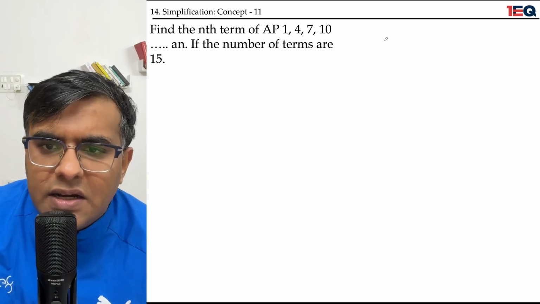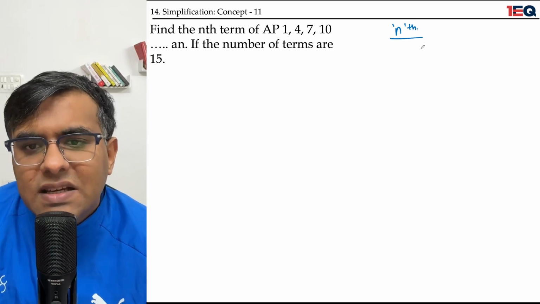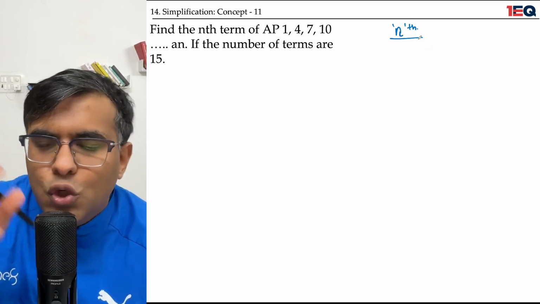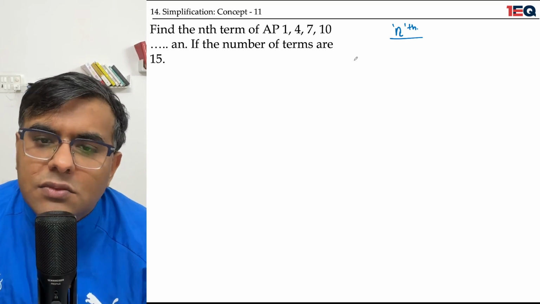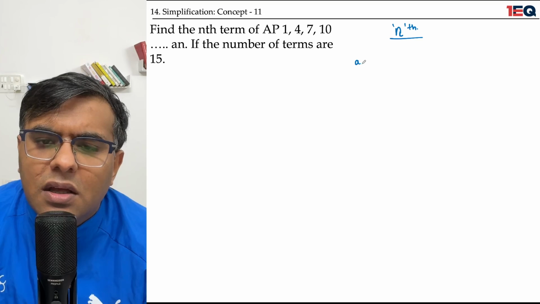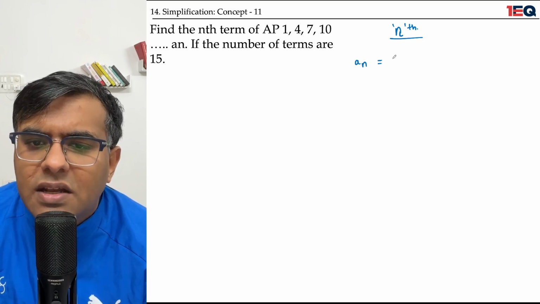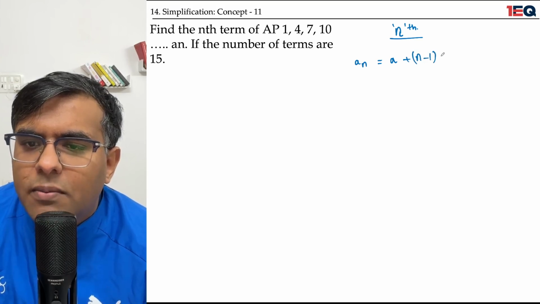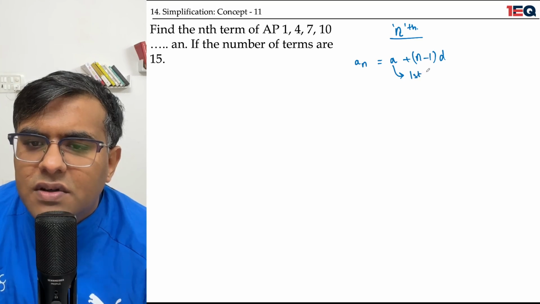On the next page here on the right hand side, I'll talk about the nth term of both AP and GP. When I say nth term, it means any term which you pick. So if I wish to pick a term, let's say an, and I need to locate the nth term, an is equal to a plus n minus 1 multiplied by d. A, as a standard definition, is the first term in the sequence.